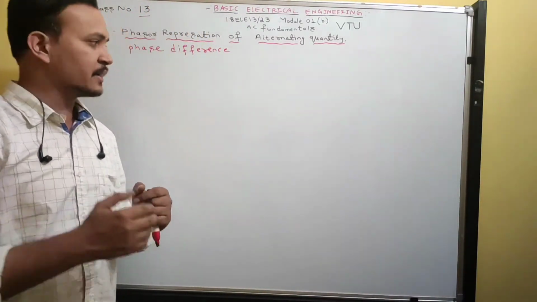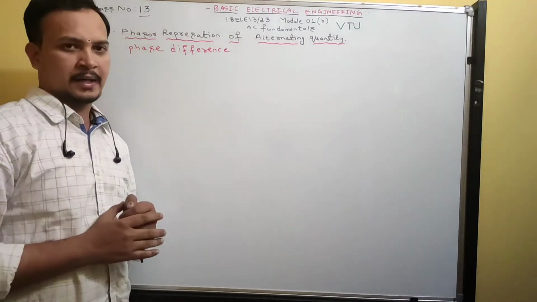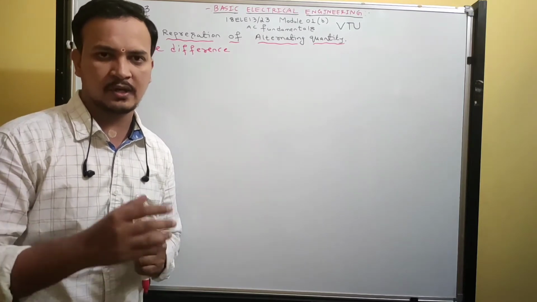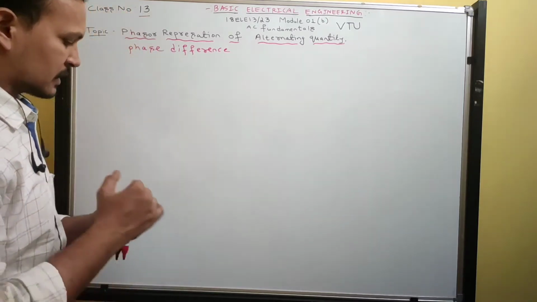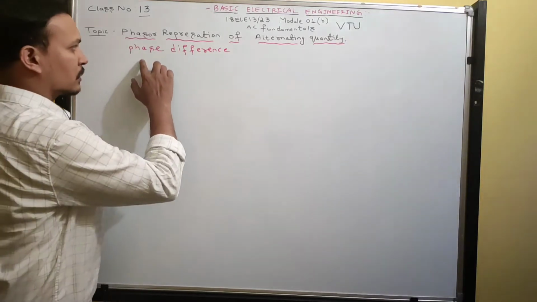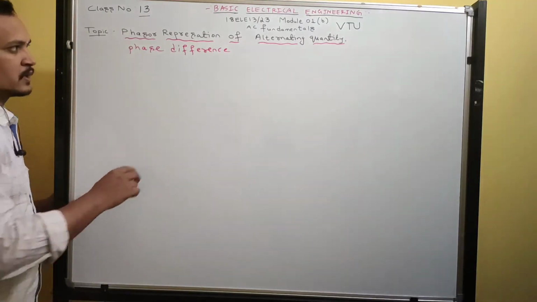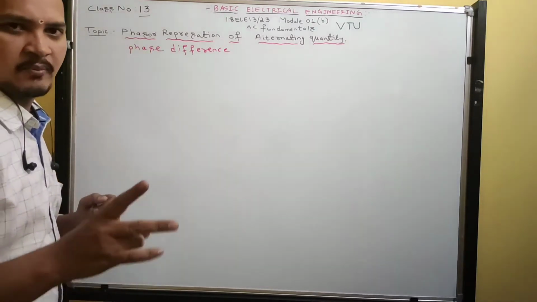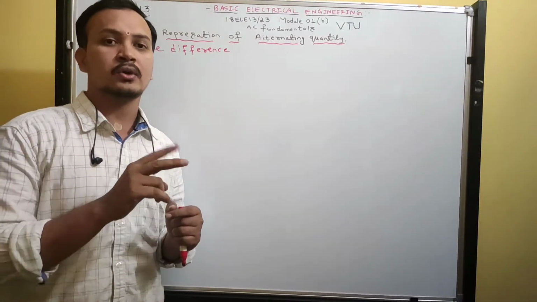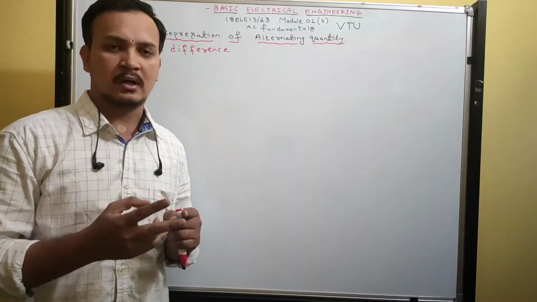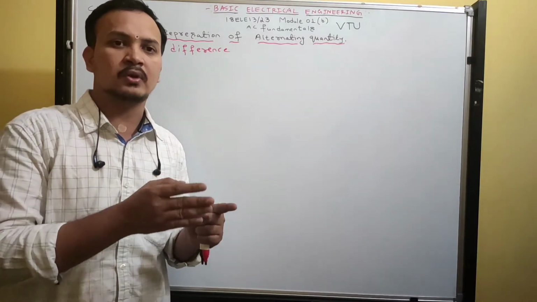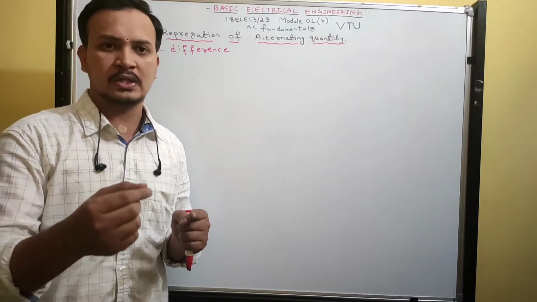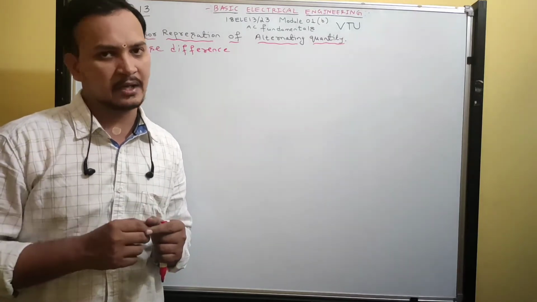Last class we learned the basics of phasor representation of alternating quantities, that is, the types of phase: zero phase, positive phase and negative phase. In this class we are going to discuss the concept of phase difference. Phase difference means we need a minimum of two quantities, and we check whether there is any difference between those two quantities when the phasor is rotated in the different cases: zero phase, positive phase and negative phase.